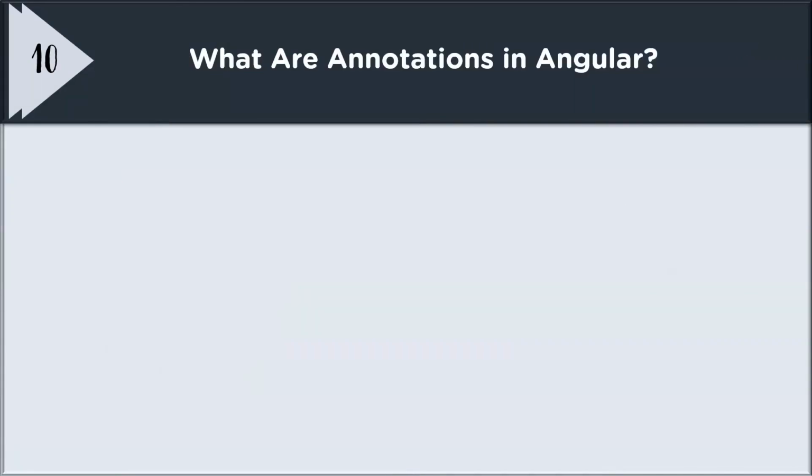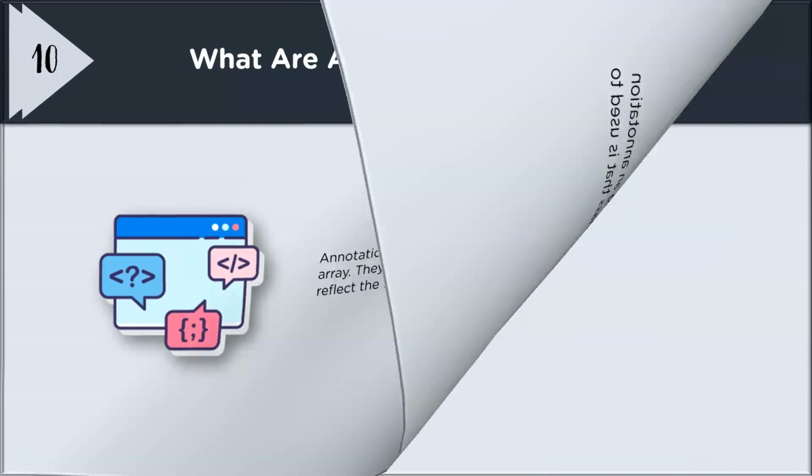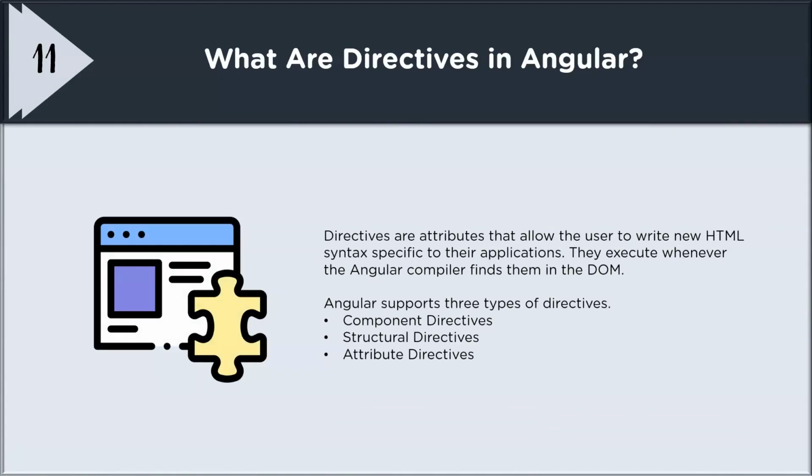Next question is, what are annotations in Angular? Now these annotations are used to create an annotation array. They are basically the metadata set on the class that is used to reflect the metadata library. What are directives in Angular? Directives are attributes that allow the user to write new HTML syntax specific to their applications. Now these execute whenever the Angular compiler finds them in the DOM. Now again, Angular supports 3 different types of directives. There are component directives, attribute directives, and structural directives.